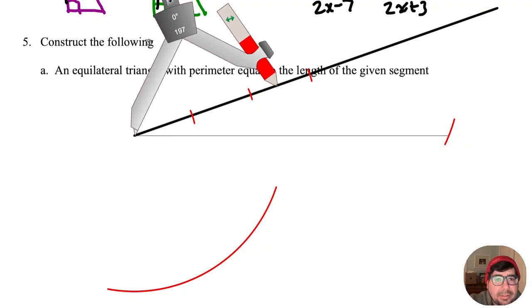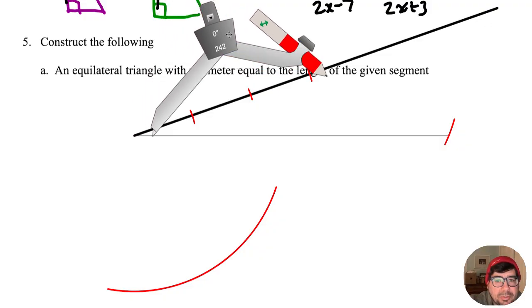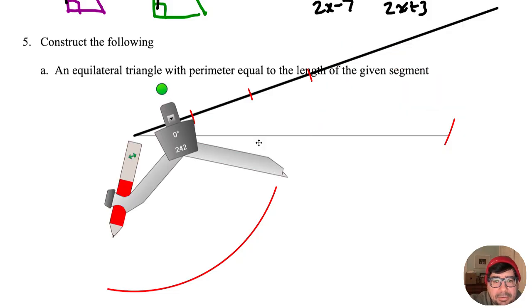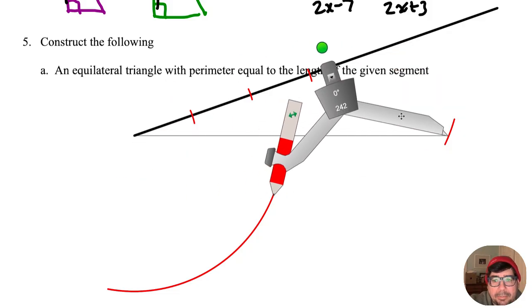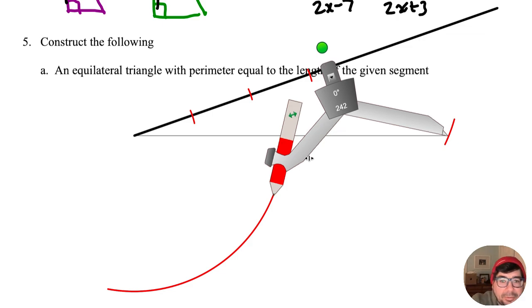How far do I go? Am I going to reach? Just made it. There we go. So that measurement right there, I'm going to flip the direction of my compass, go here, and mark where it crosses the arc. I moved it. If you move it, line it back up. I'm going to do undo.